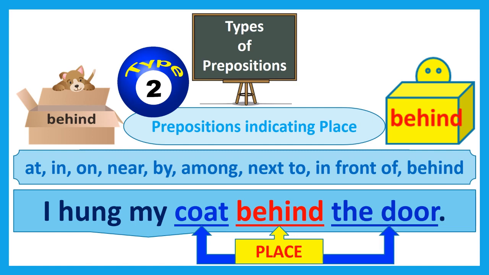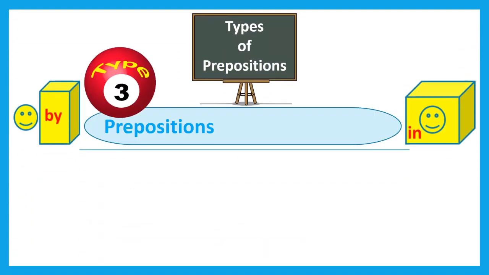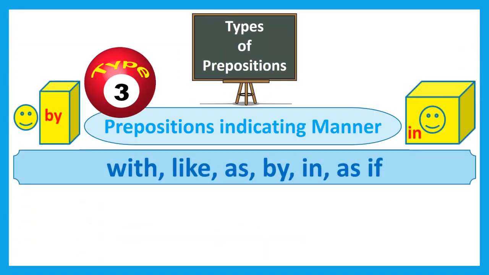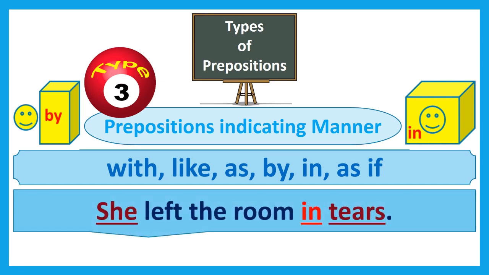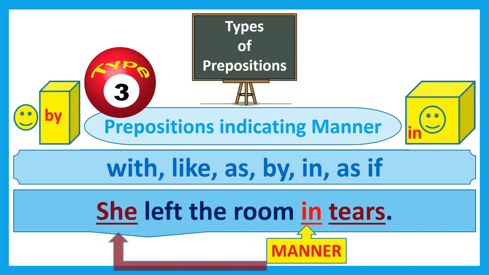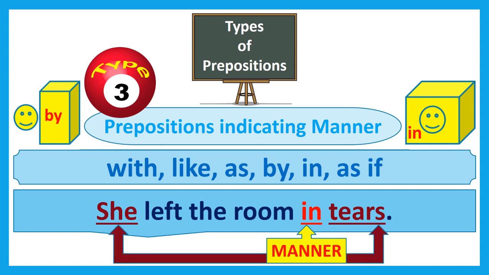Type 3. Prepositions indicating manner. Note the examples of common prepositions of manner. Consider the following sentence. She left the room in tears. The preposition in indicates the manner in which she left the room, describing her state, that is tears.